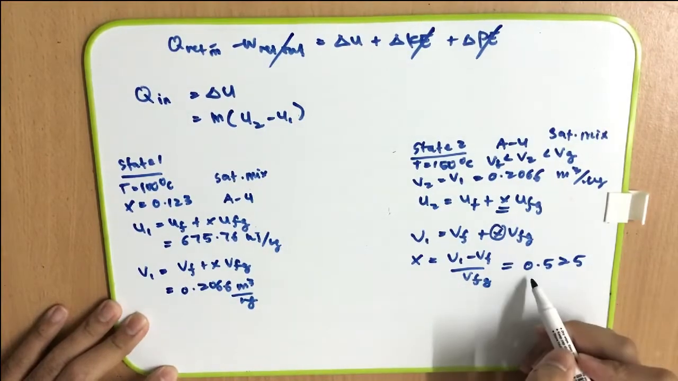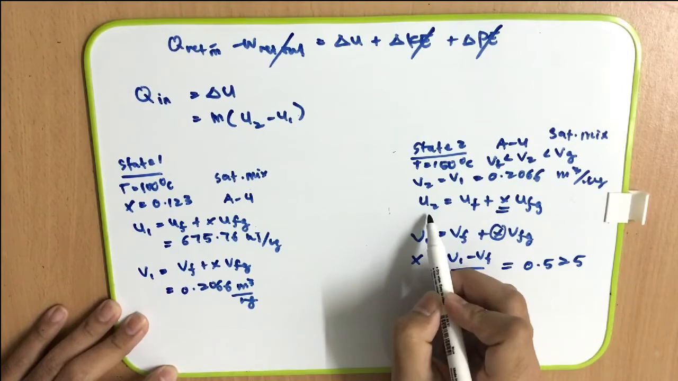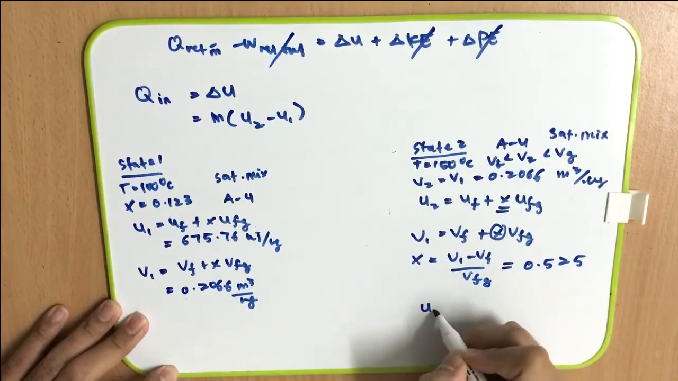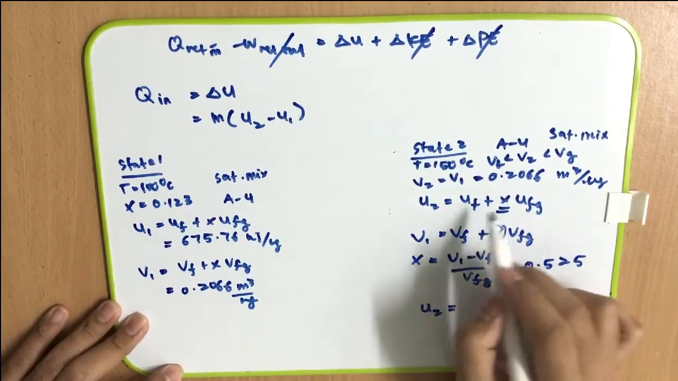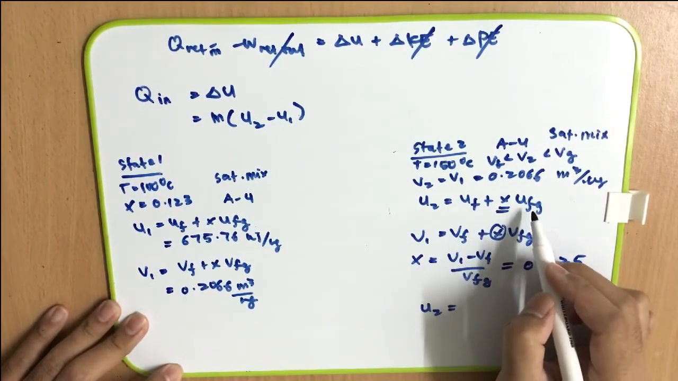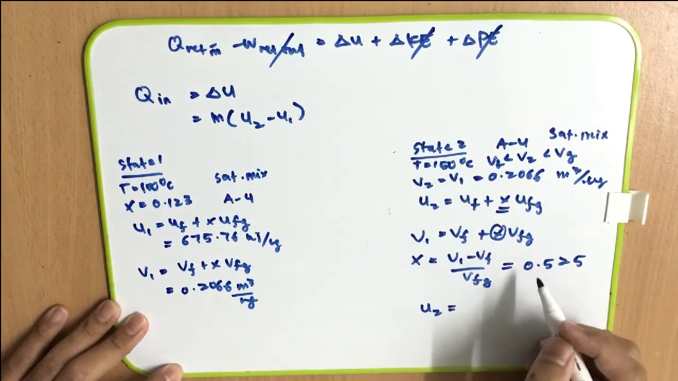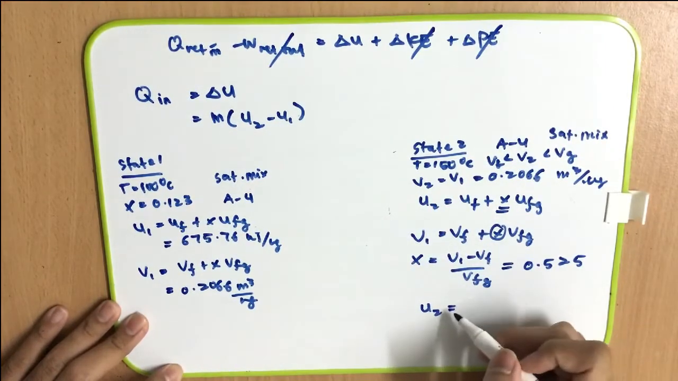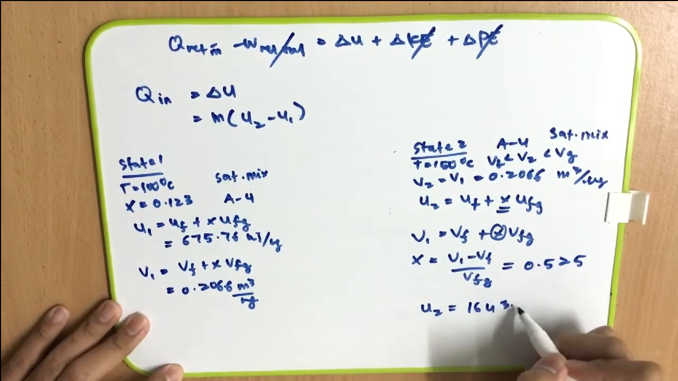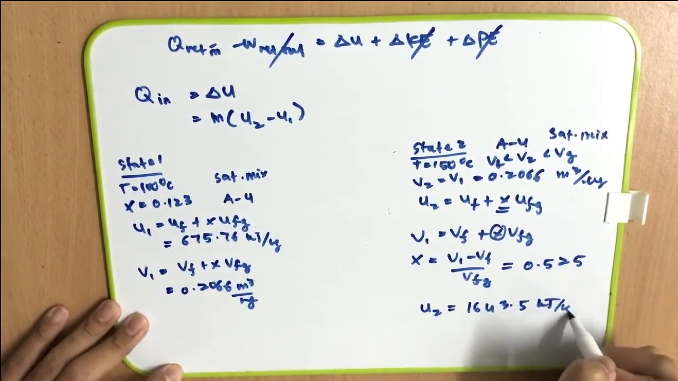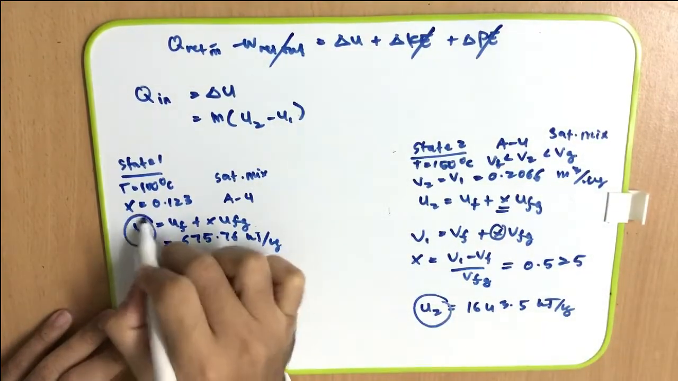By using this x, we substitute into this equation, then we can get the value for U2. After we substitute all the values inside, Uf and also Ufg we get from table A4 at temperature 150 degrees C. So we substitute into this equation, then we will get U2 is equal to 1643.5 kilojoule per kg.